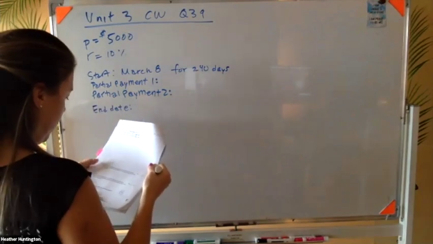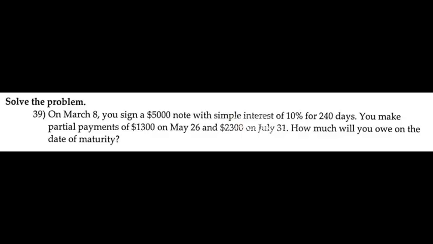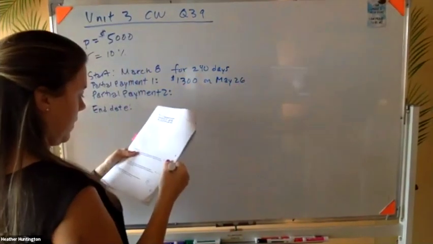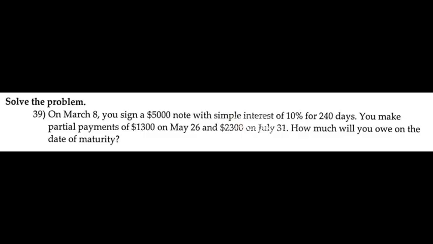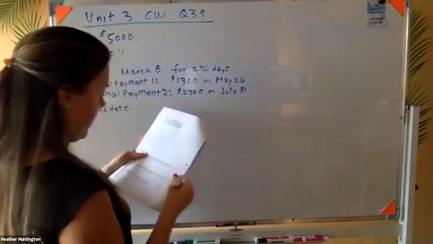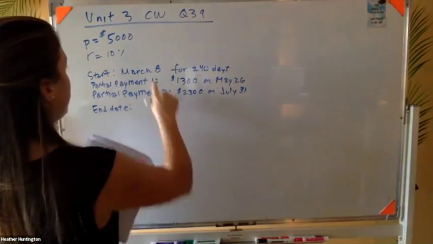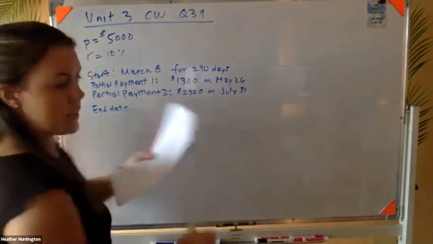Partial payment 1 is $1,300 on May 26th, and partial payment 2 is $2,300 on July 31. So how much will you owe on the date of maturity? First question is, well, what is the actual date of maturity?